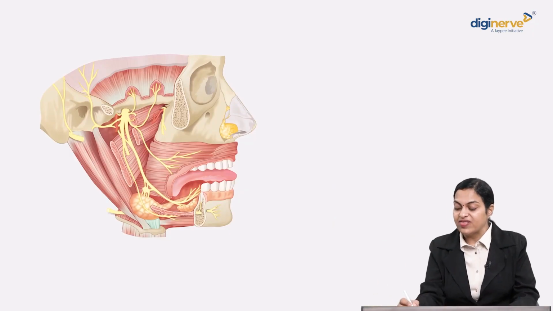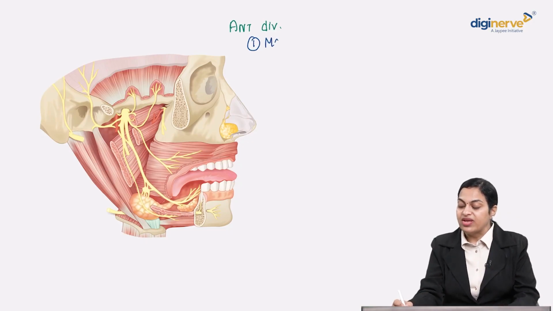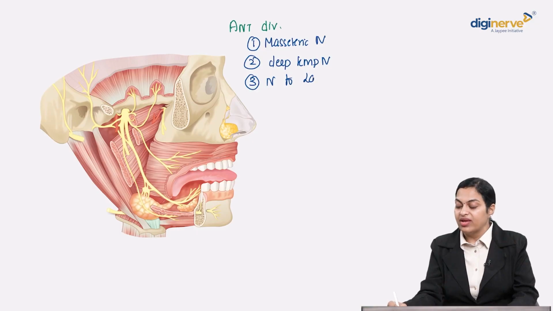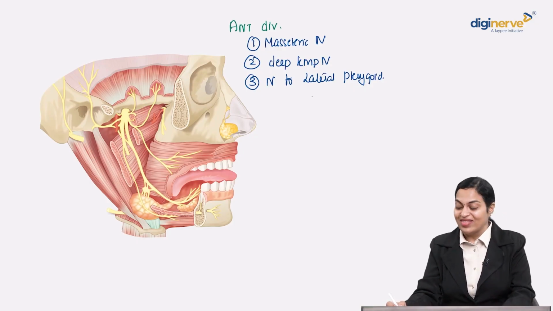Now, let us see the branches coming from the anterior division of the mandibular nerve. They supply the muscles of mastication. So, the masseteric nerve supplies the masseter muscle, the deep temporal nerves supply the temporalis muscle, and the nerve to lateral pterygoid. The nerve to medial pterygoid also comes from the mandibular nerve, but from which part? From the trunk, isn't it?